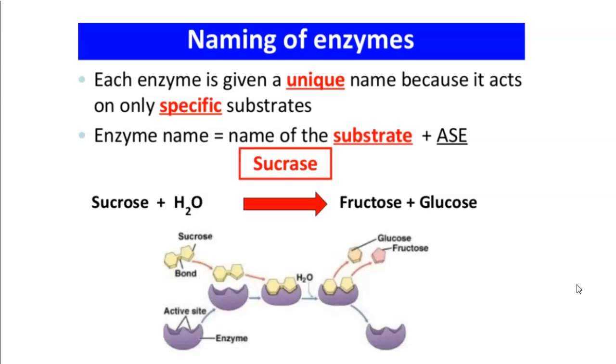Same with sucrose. You can see sucrose plus water. We're going to break apart sucrose. We're going to do hydrolysis, using water to cut something. So we're cutting sucrose into fructose and glucose. In order to do that, we want to speed up the rate of reaction, so we use the enzyme called sucrase. Sucrose is the substrate, sucrase is the enzyme.